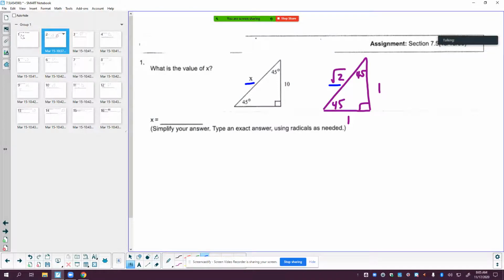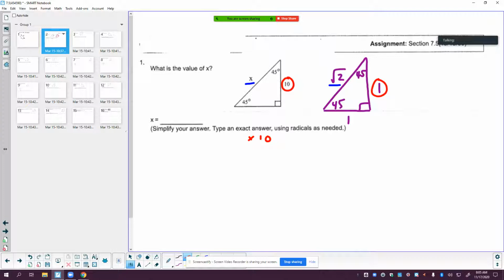So right now we're going to use what we do know, and we're going to look at 10, that side that they gave us. That's supposed to be a 1 in the original triangle. So in order for them to get from 1 to 10, they had to multiply by a factor to get there. In this case, they had to multiply by 10. They had to do times 10 from the original triangle to get that new leg.